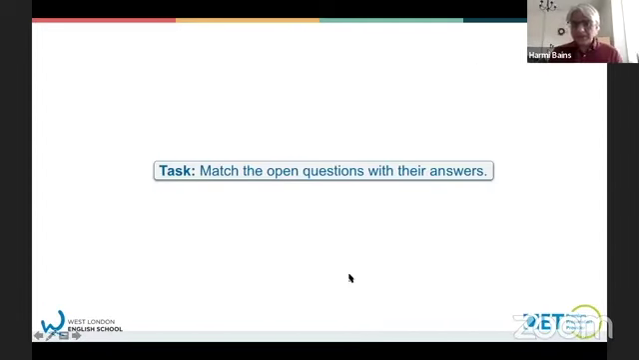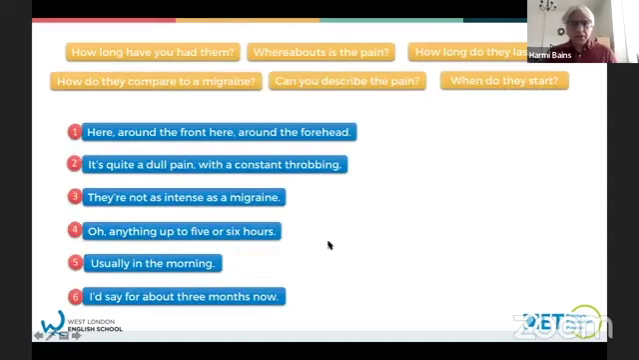What you're going to do is match the open questions with their answers. There is a time limit again, guys. I think it's only a minute. You'll see at the top you have questions, and at the bottom you have the answers. If you look at number 1 in blue, it says hair, around the front hair, around the forehead. Now, you've got to work out what's the question. Around the front hair, around the forehead. So which one is the question?